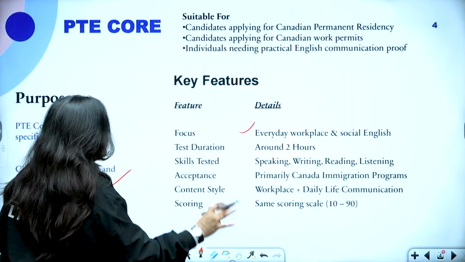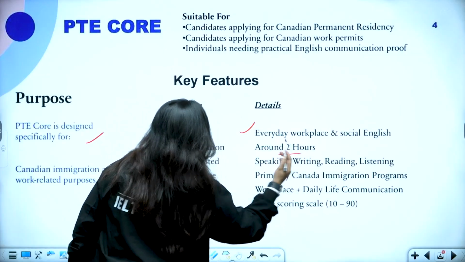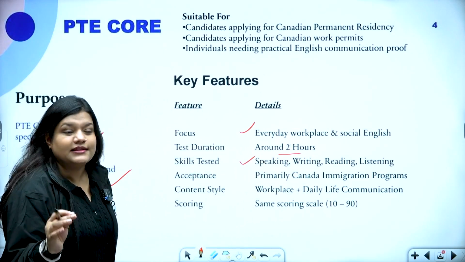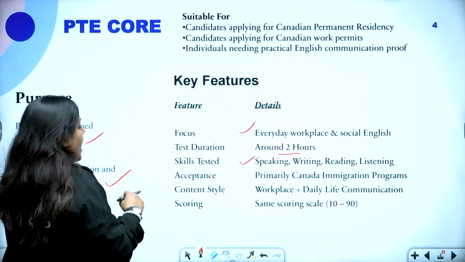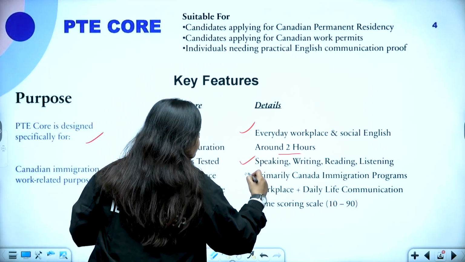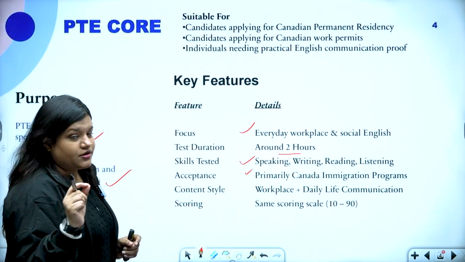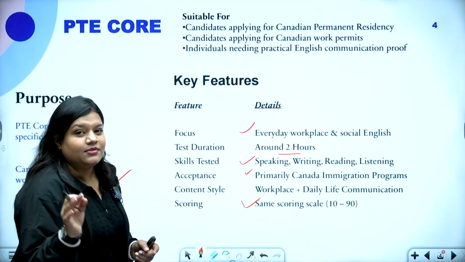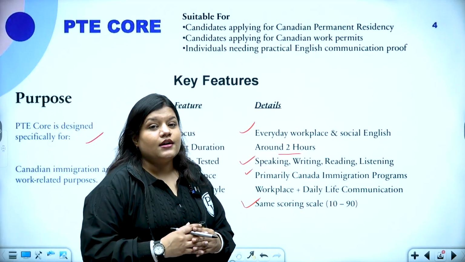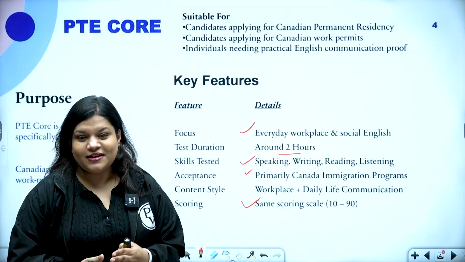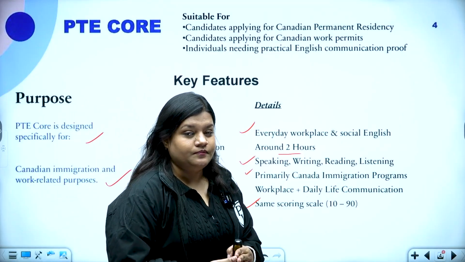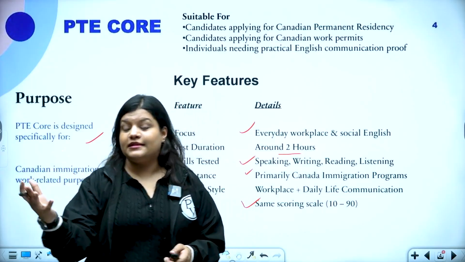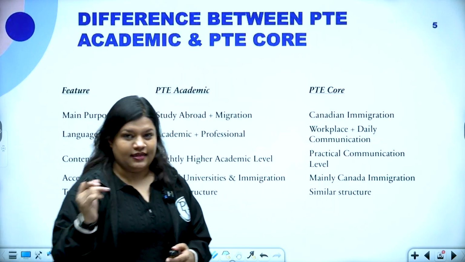Moving ahead, we've got the same test duration of around 2 hours with the exact same 4 pillars as PTE Academic, and the acceptance is primarily Canada immigration programs, workplace, and daily life communication, with the same scoring scale, that is 10 to 90. Now, let's understand what major things we are missing and let's talk about them.